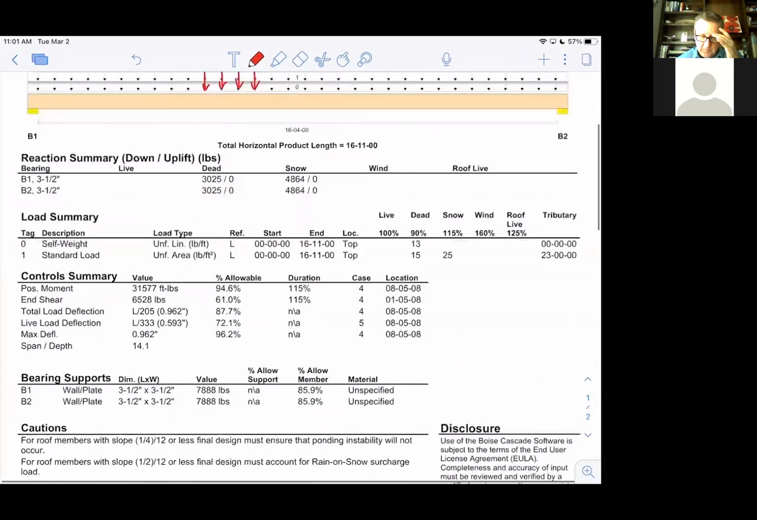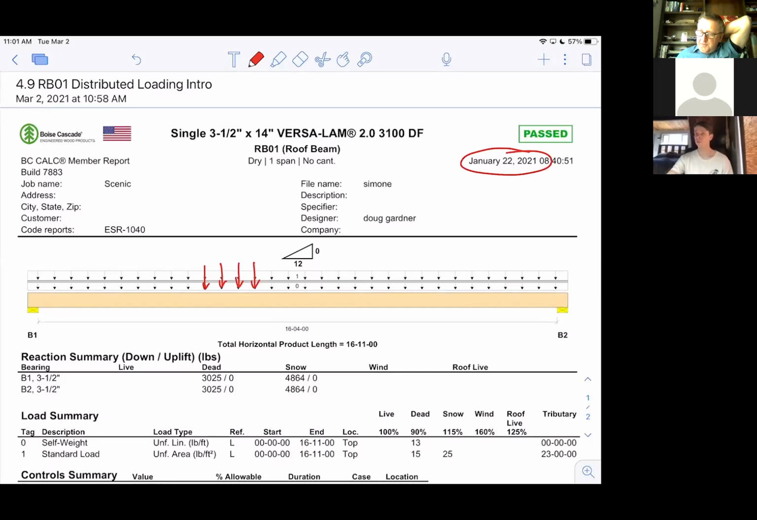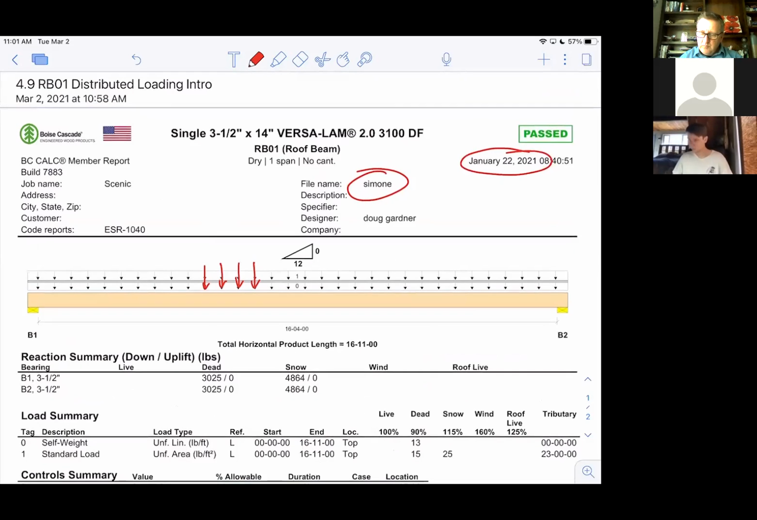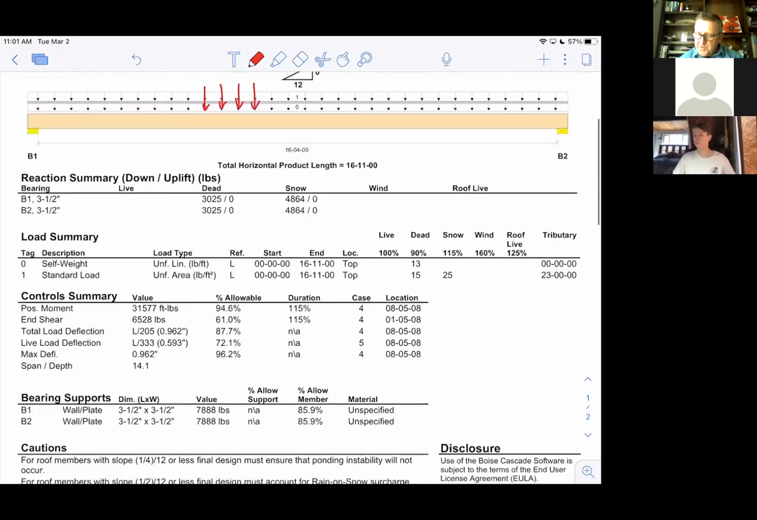So this is the house. This is a house I designed. It's one of the burn houses actually that's in Phoenix for a customer. And so this wasn't that old. That's their last name. So this is like a month ago. So this is just one particular beam. It's a roof beam. I've been talking to you about that.